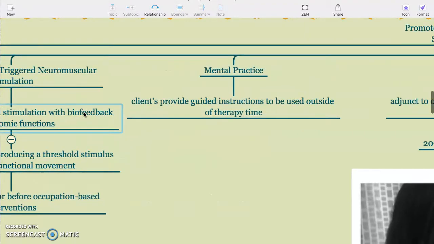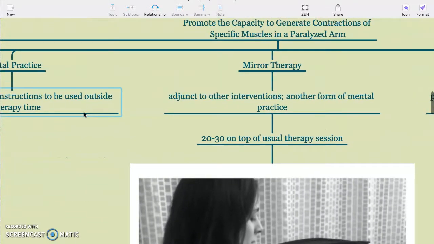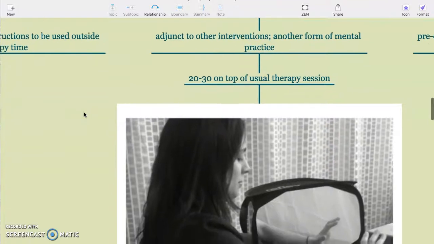Mental practice has been shown to be effective. Clients are provided with guided instructions to be used outside of therapy time. Mirror therapy is an adjunct to other interventions. It has also been called a different form of mental practice. The mechanism for helping the paralyzed muscle is thought to be neuroplasticity. The ideal session lasts 20 to 30 minutes on top of the usual therapy session.